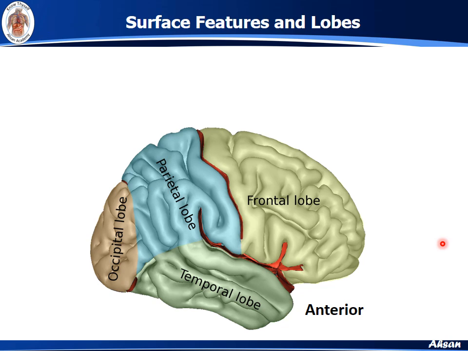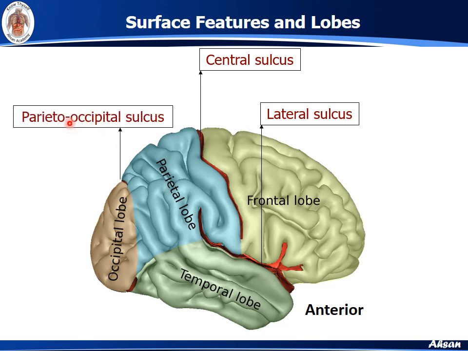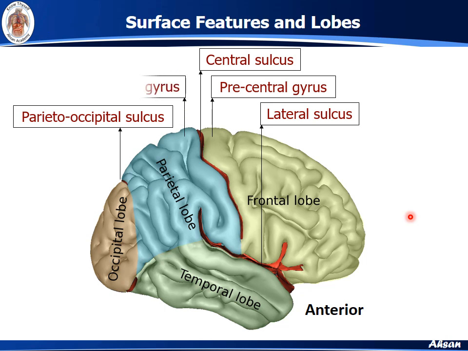This is the photograph of the superolateral surface of the cerebrum. You can remember this is the central sulcus, and this is the lateral sulcus, two prominent sulci present on the superolateral surface. And this is the third one, the parieto-occipital sulcus. We use these and draw some imaginary lines to differentiate the four areas: frontal lobe, parietal lobe, occipital lobe, and the temporal lobe. In every lobe, we know the names of the different gyri and sulci.